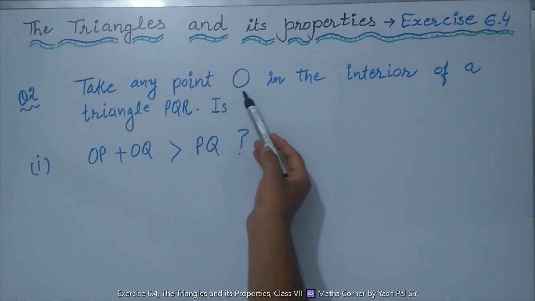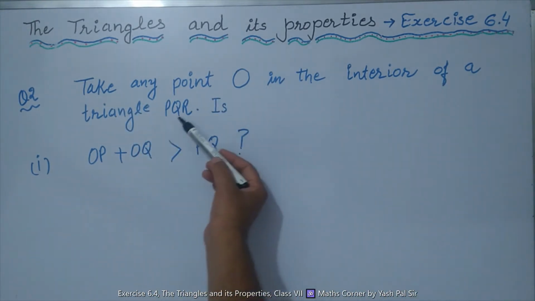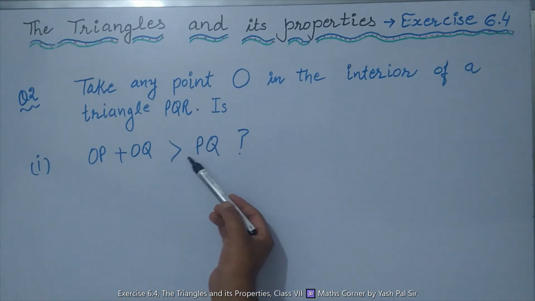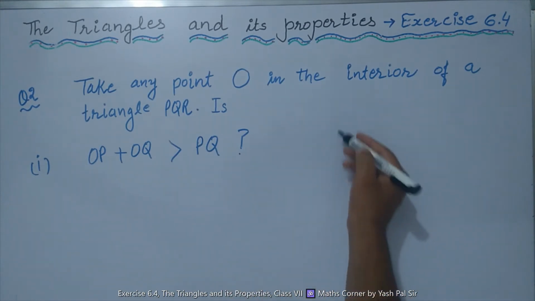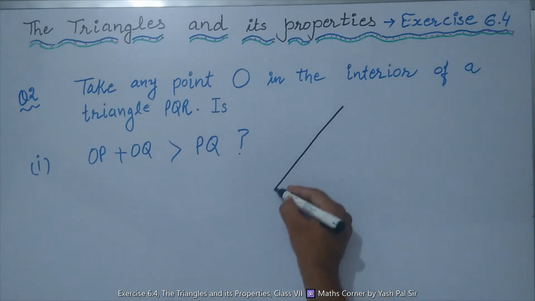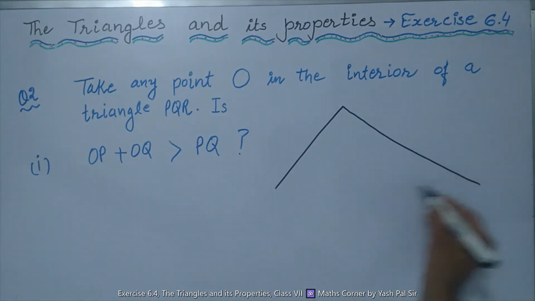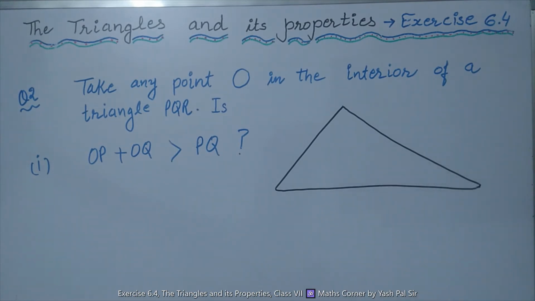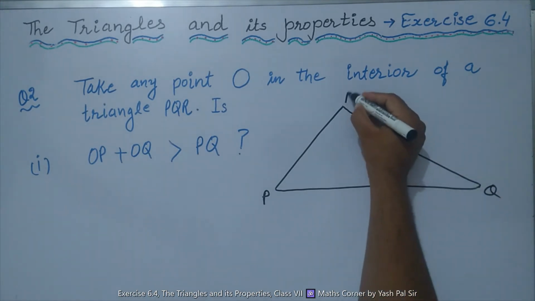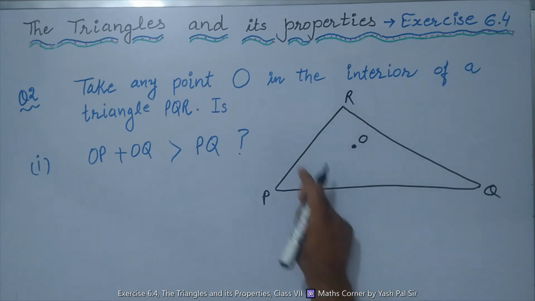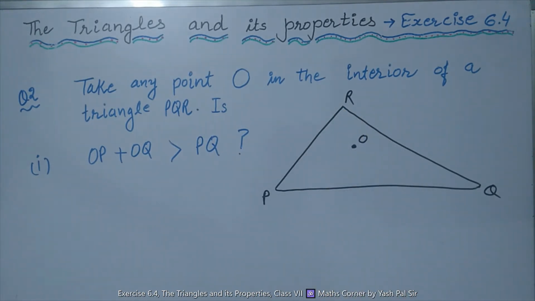Take any point O in the interior of a triangle PQR. Is OP plus OQ greater than PQ? So first of all, we have the triangle. This is the triangle. Name of this triangle is PQR. We take any point O in the interior, inside of the triangle.